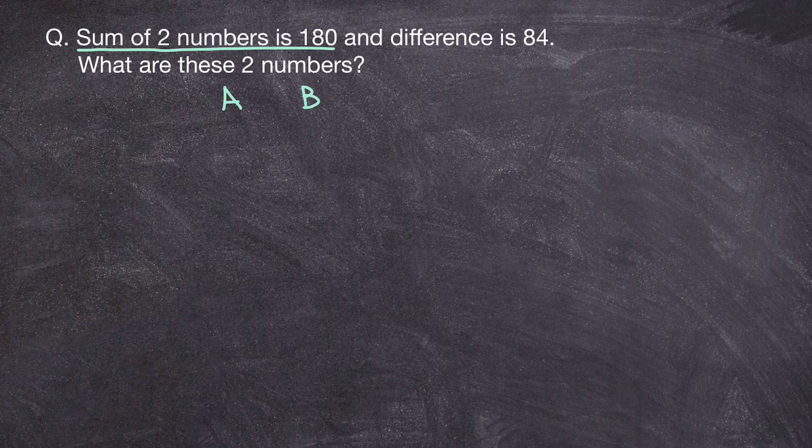Now, sum of those two numbers is 180, so I can write A plus B equals 180. And then the second part of the sentence is saying the difference is 84. So you can either say A minus B is 84 or B minus A is 84. But I'm just going to say A minus B is 84. Either way, it's fine. It doesn't really matter. So you can go with either way. Now I have two equations with two variables. And with these two equations, I can come up with values of A and B.